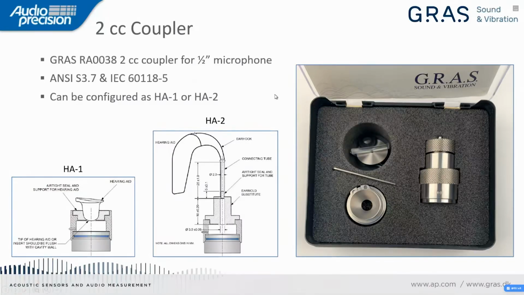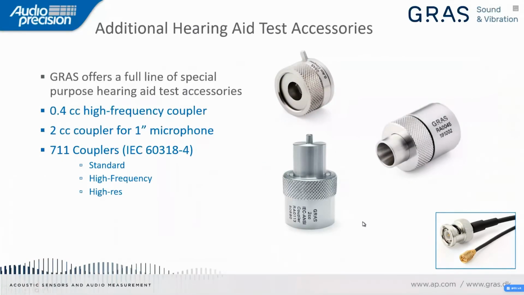Now, in addition to these basic accessories for hearing aid test, Grass has quite a number of products that are useful for hearing aid test. For example, shown here is the 0.4 cc high frequency coupler. So this can be used to test up to higher frequencies, and this is especially useful for testing hearing aids for children. I believe it's about to be incorporated into international standards in the future for hearing aids for children.